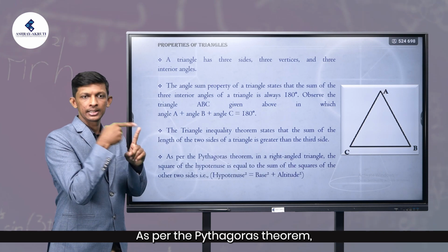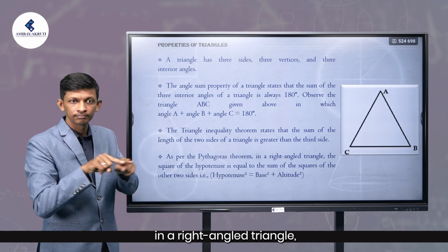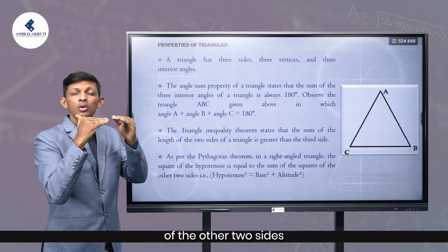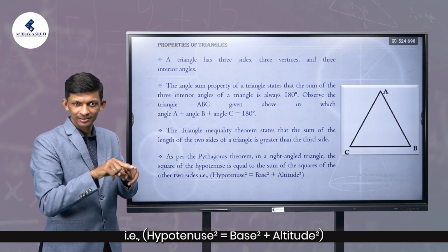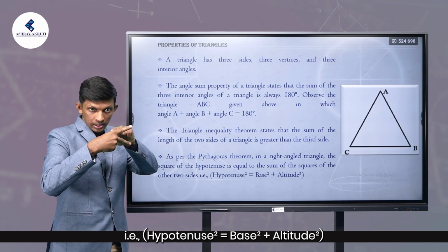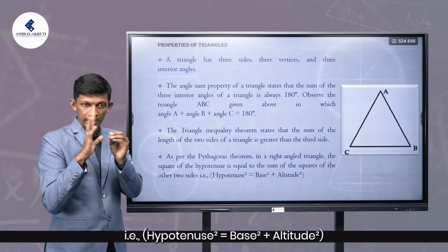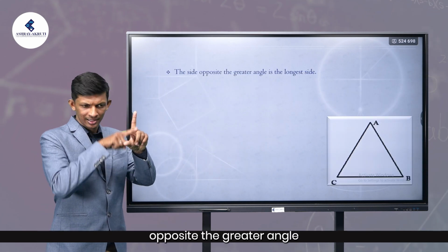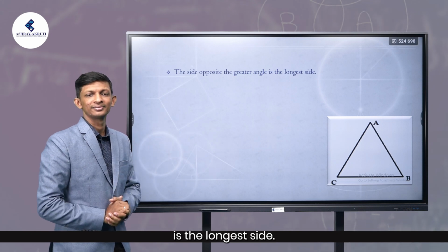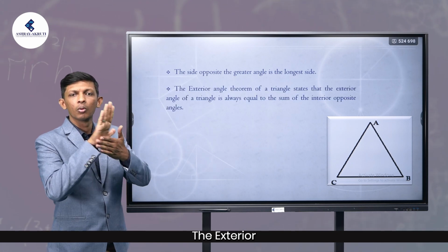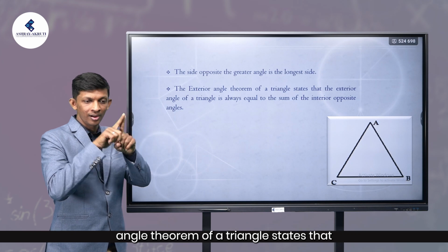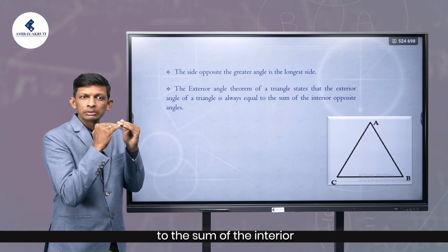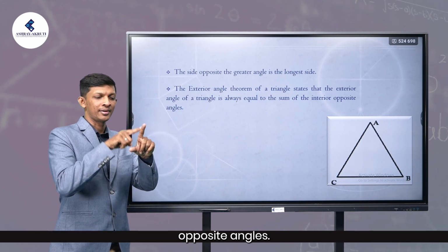As per the Pythagoras theorem, in a right-angled triangle, the square of the hypotenuse is equal to the sum of the squares of other two sides. That is, hypotenuse square equals base square plus altitude square. The side opposite the greater angle is the longest side. The exterior angle theorem of a triangle states that the exterior angle of a triangle is always equal to the sum of the interior opposite angles.